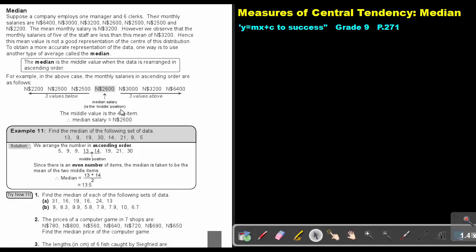Okay, let's look at an example. Find the median of the following set of data. We arrange the numbers in ascending order. Always remember, from the smallest to the biggest. And as soon as you arrange it, scratch it off, so that you make sure you did not leave out one. Now, if there's an odd amount of numbers, 1, 2, 3, 4, 5, 6, 7, odd, and I want to emphasize this, if there's an odd amount of numbers, there will be 1 in the middle.